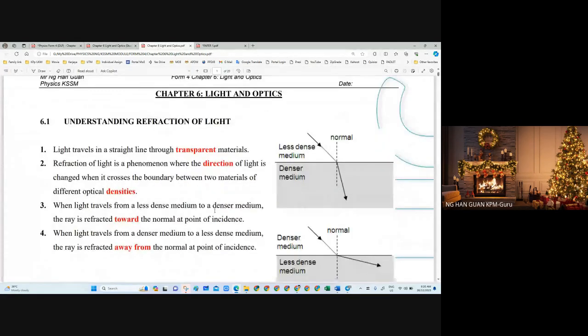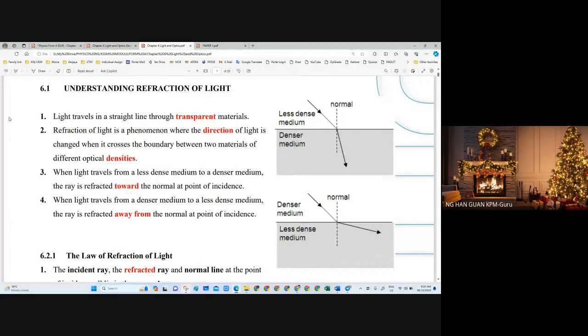Light always travels in a straight line, even through transparent or partially transparent material. But when there is a change of speed, it will cause the refraction phenomenon to occur. Therefore, the direction of light changes when crossing a boundary between two materials with different optical density; it will bend.